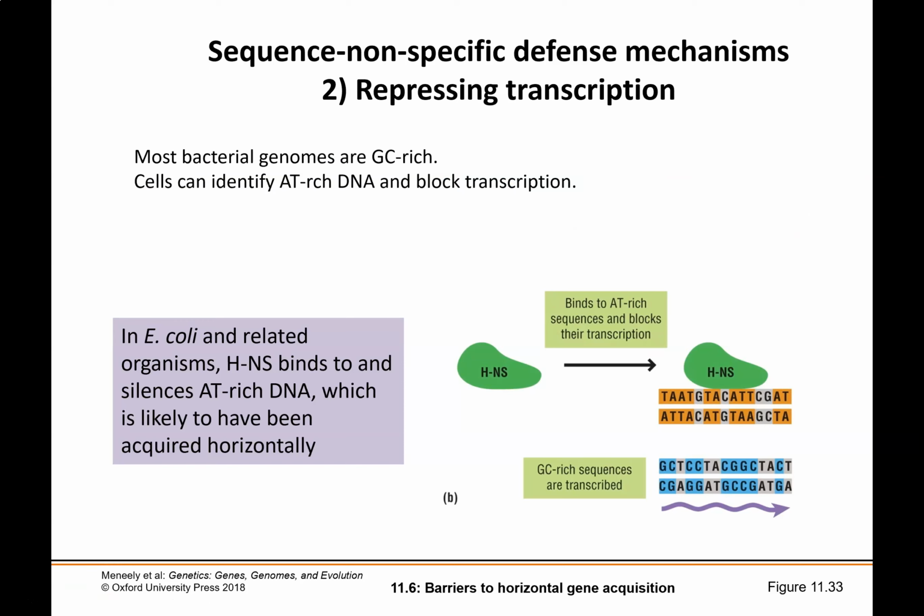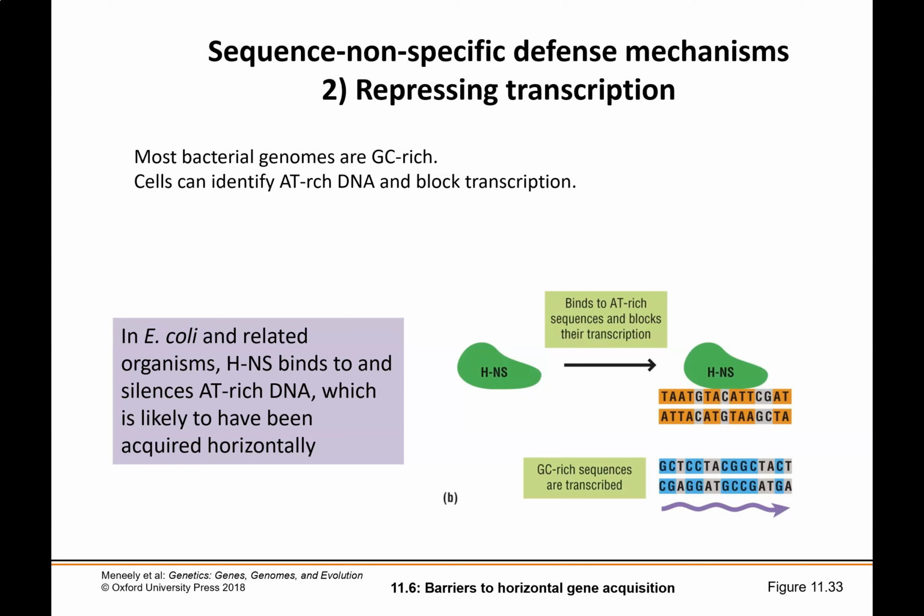Second, we can repress transcription of the sequence. So this is a system that's not necessarily breaking down our DNA that's come into the cell, but it is keeping it from being transcribed. Most bacterial genomes are GC rich, so cells can recognize DNA that is not GC rich. In other words, it can identify DNA that is AT rich.